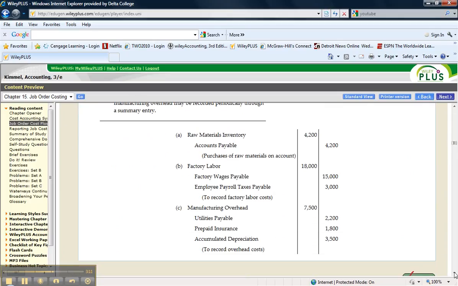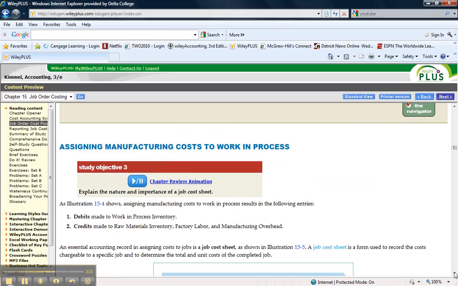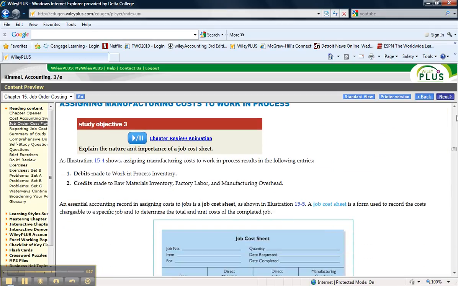Okay, so now after you've seen how all the costs get accumulated, we can then work on assigning those costs to work in process. And I'll get into that on study objective 3.